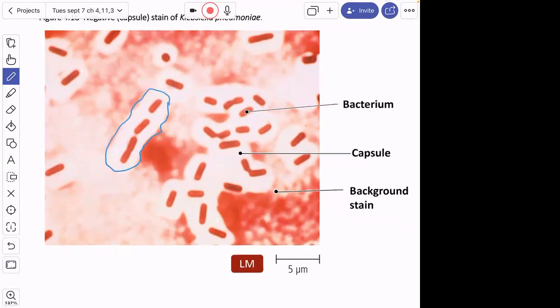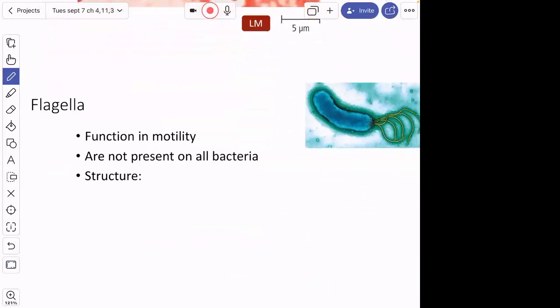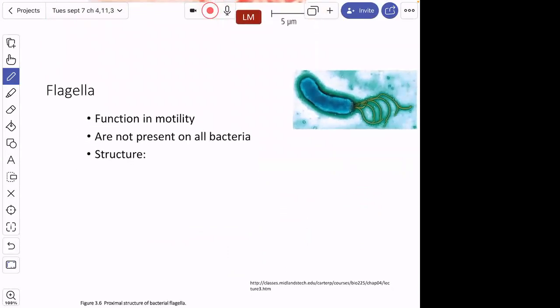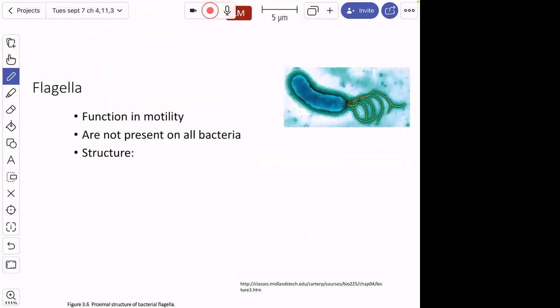Okay, so the next structure that we would come to, some organisms have a flagella. Okay, and I'll just point that out here. They're not present on all bacteria. Organisms that are round, as far as I know, don't have a flagella.